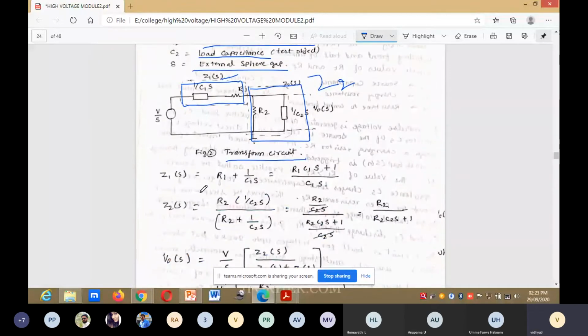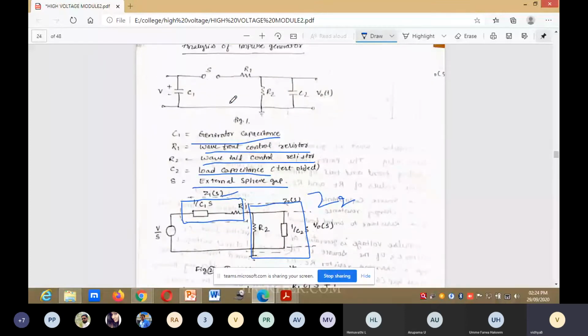Z1 of S: write the equation for Z1, R1 plus 1 divided by C1 S, which is equal to (R1 C1 S plus 1) divided by C1 S. If we convert into Laplace, then this is the circuit for that. For capacitance, we take 1 by C1 S. For resistance, it stays the same. We only convert capacitance, inductance, and input voltage for voltage. Instead of V, we have written V by S, and instead of V0 of T, here V0 of S.